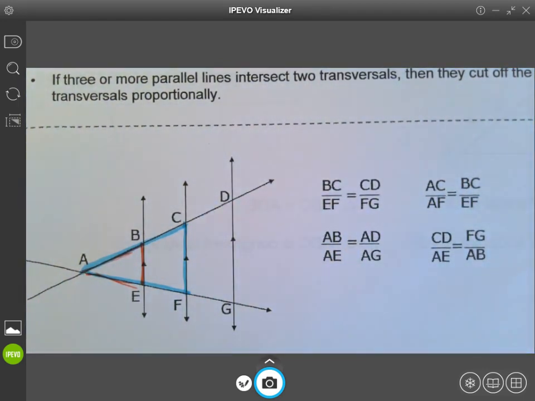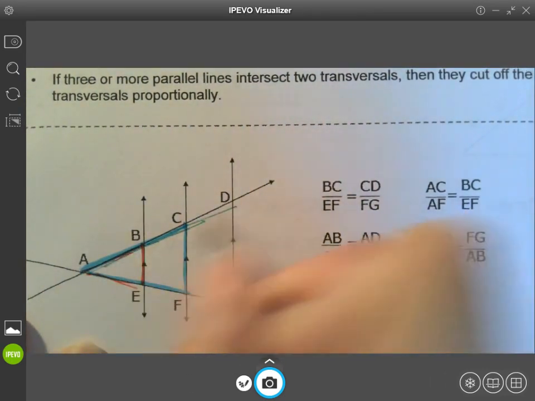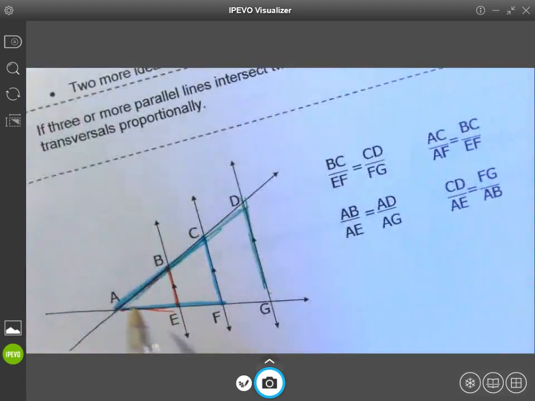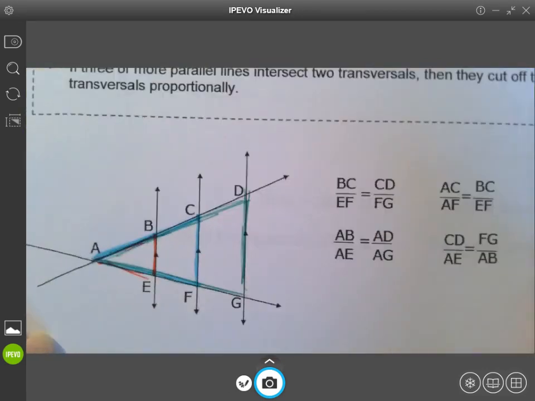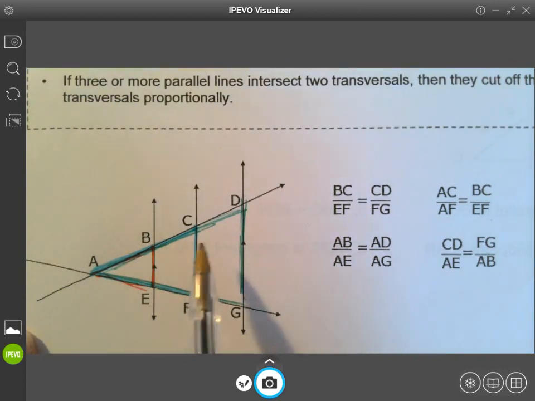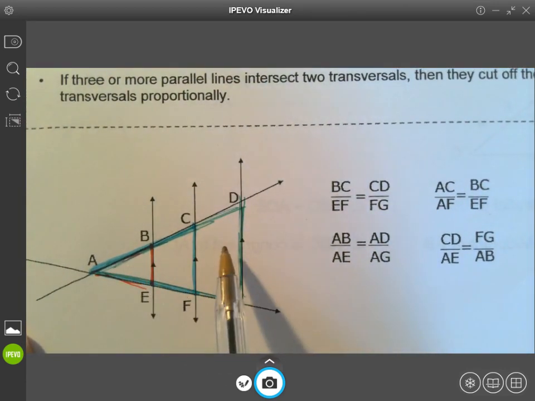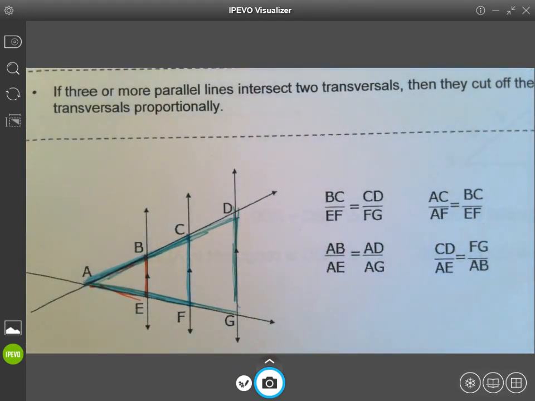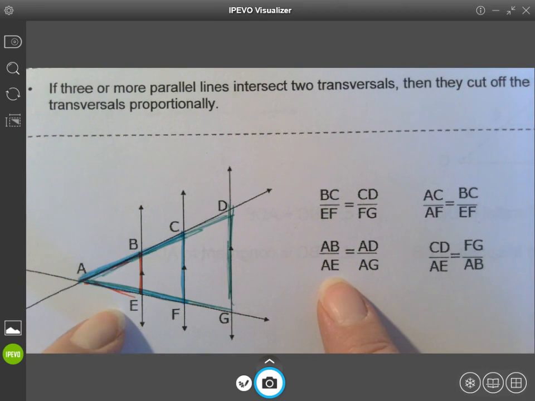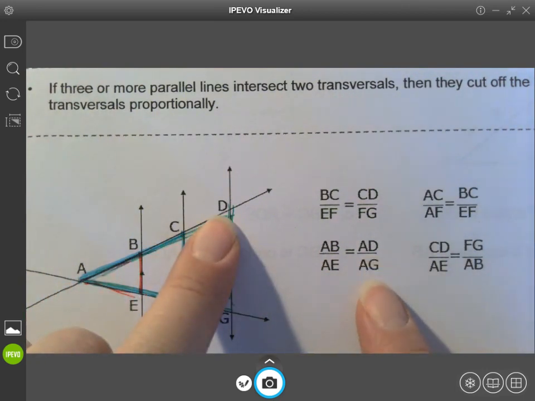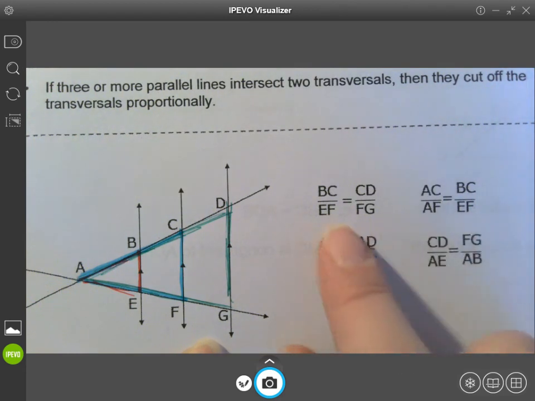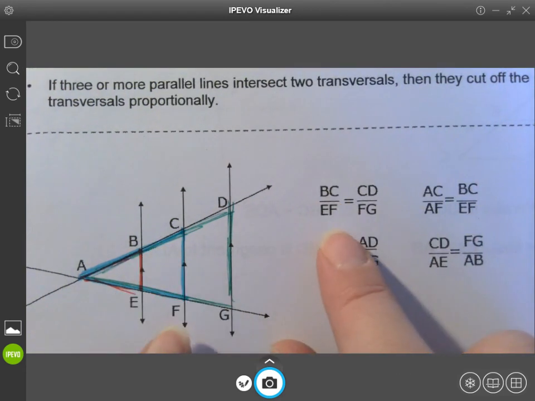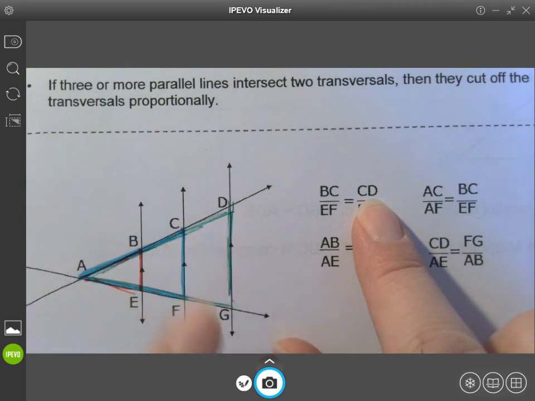Now they're bringing in a third parallel line. So it's almost like we have three. You see the three triangles here? So whether I look at the red to the blue or the red to the green or the blue to the green, all of these triangles are similar, okay? But they also have all proportionate sides. So no matter how I cut this, AB right here over AE is the same as AD, the whole green triangle, over AG. BC, the little segment here, over EF is the same as the little segment CD over FG.